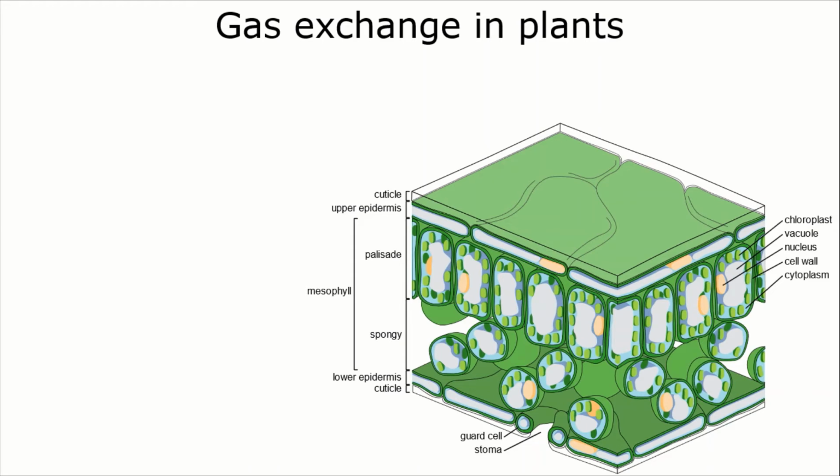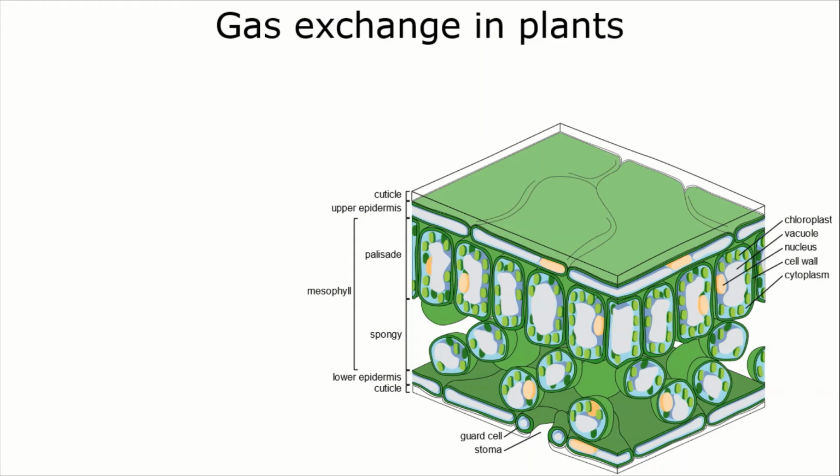Our outer layers on the top and the bottom of the leaf are the cuticle layer, and directly underneath this is the epidermal layer. If we look from the top of the leaf to the bottom, we've got the cuticle with the upper epidermis just below it, and on the underside of the leaf we've got the cuticle with the lower epidermis just above it. And sandwiched in the middle is the mesophyll layer.